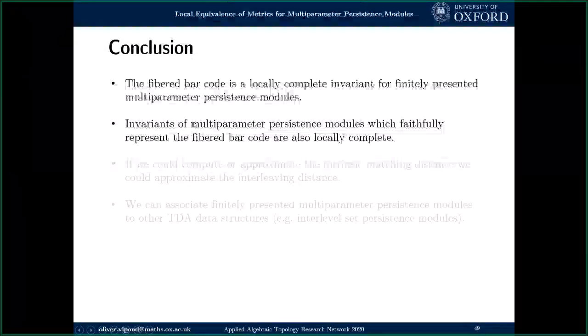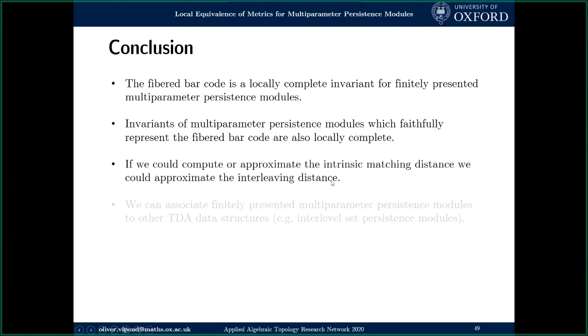And so a nice consequence of this is that if you have another invariant which is faithful to the fibered barcode, you have some other representation of the fibered barcode, then this is also going to be locally complete, which will motivate using these invariants in any applied situation, because we know that there's some theoretical guarantee saying that they discriminate between different modules well, at least locally.